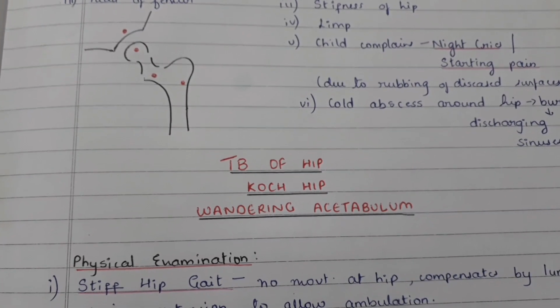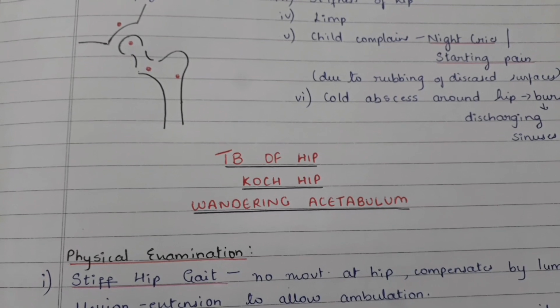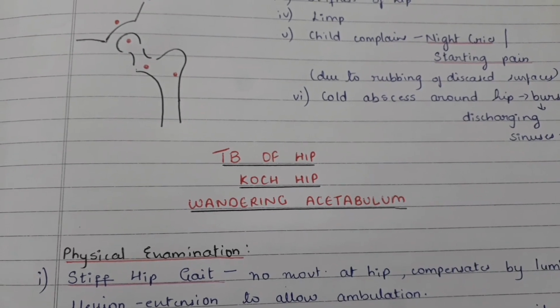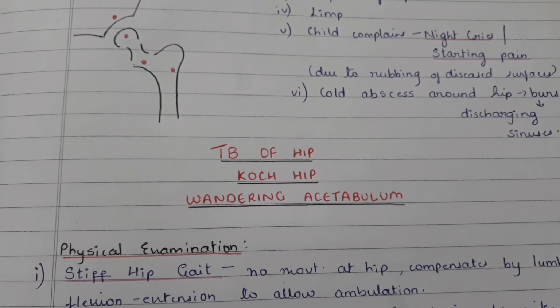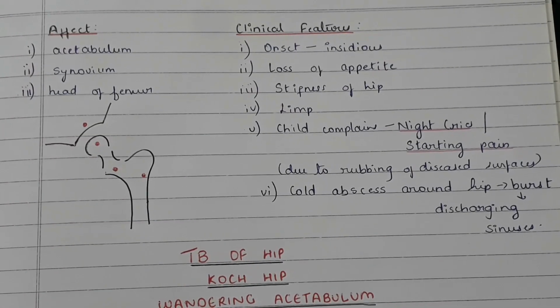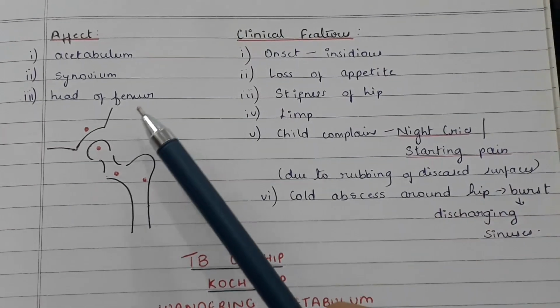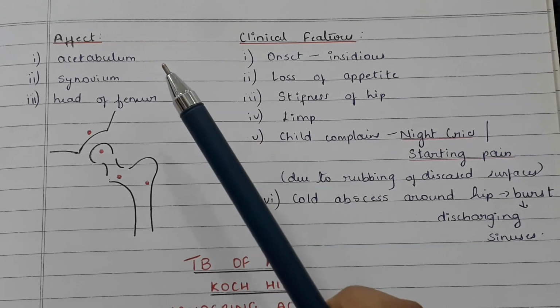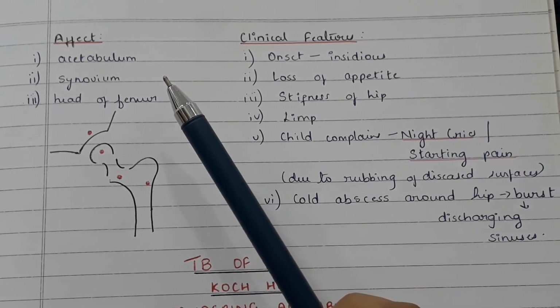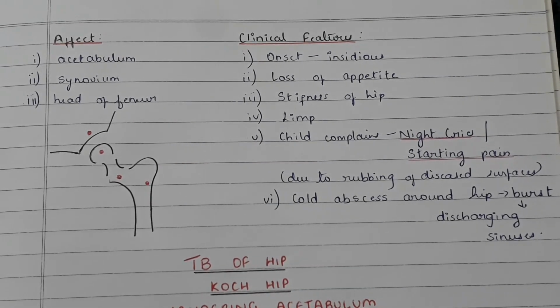TB of the hip, or tuberculosis of the hip, is also called Koch hip or wandering acetabulum. TB of the hip affects the acetabulum, the synovium, and the head of the femur.